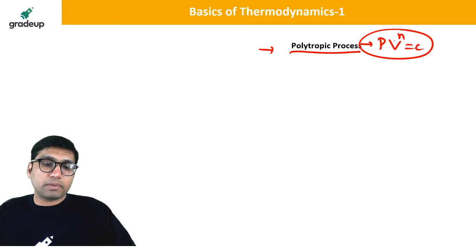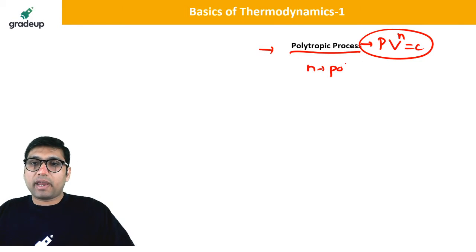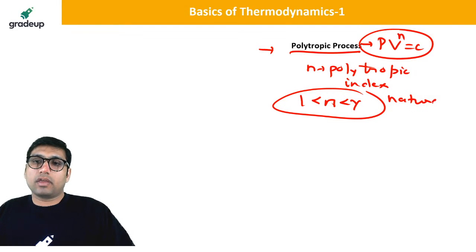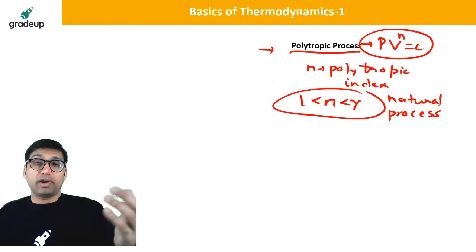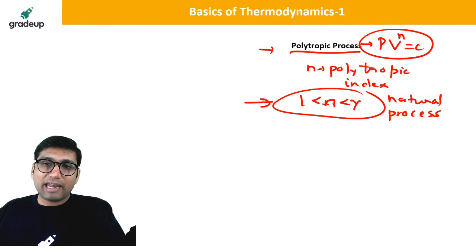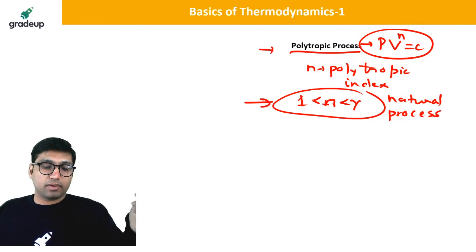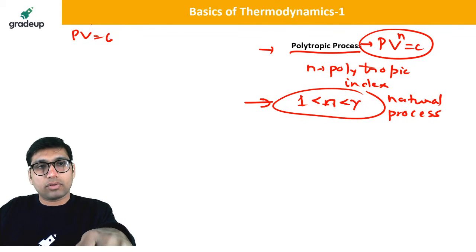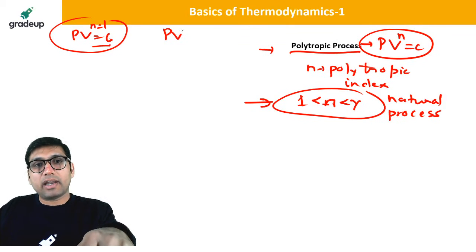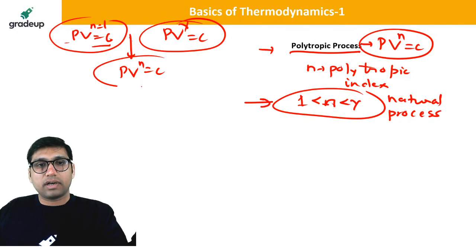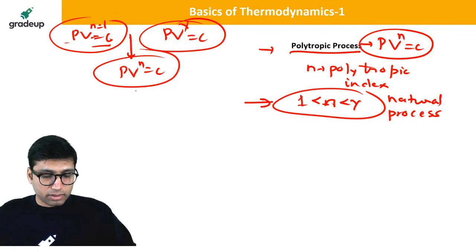Polytropic process is defined by the equation PV^n = constant, where n is called the polytropic index, and for all the natural polytropic processes, the value of n lies between 1 and gamma. Generally, the value of n lies between minus infinity and infinity for a general process, but for the polytropic process we study in thermodynamics, n lies between 1 and gamma. For example, in the isothermal process PV = constant, so n is equal to 1. In adiabatic it is gamma. So the polytropic process lies between an isothermal and an adiabatic process.